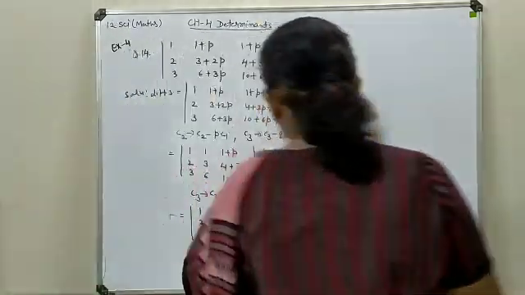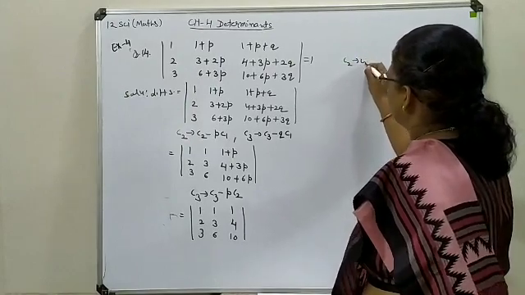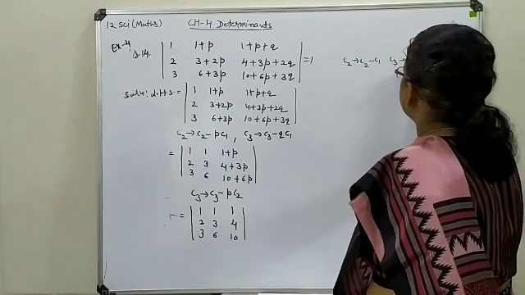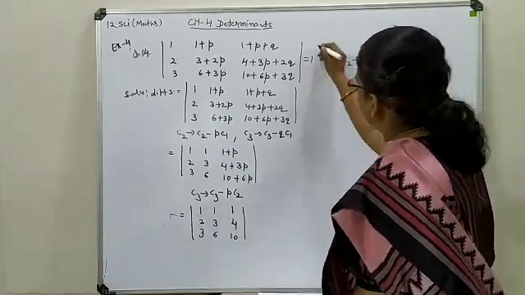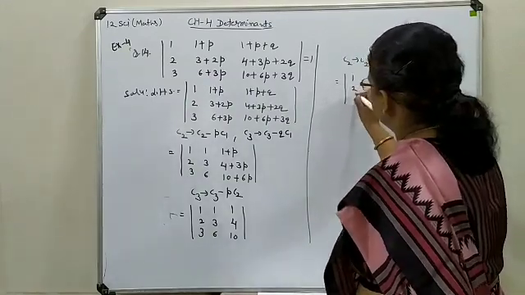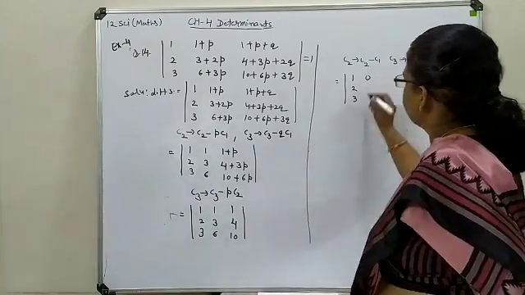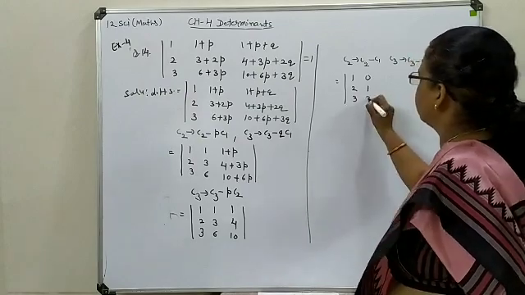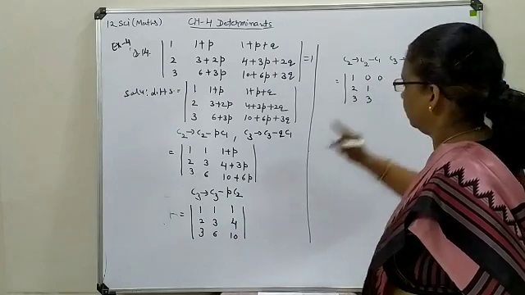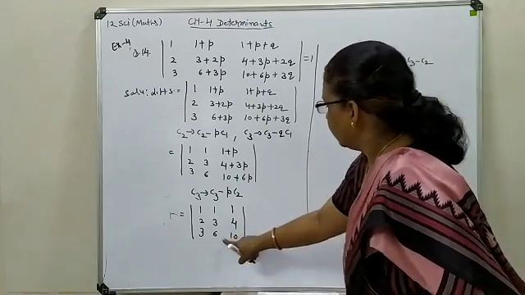So in order to do that, in second column we make subtraction by first. In third column make subtraction by second. So here your first column will remain unaffected. 1 minus 1 is 0, 3 minus 2 is 1, 6 minus 3 is 3. The second column subtract from the third one: 4 minus 3, that is again 1. This is 4.